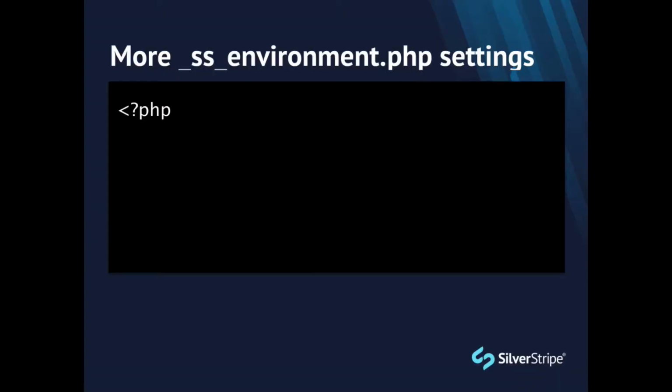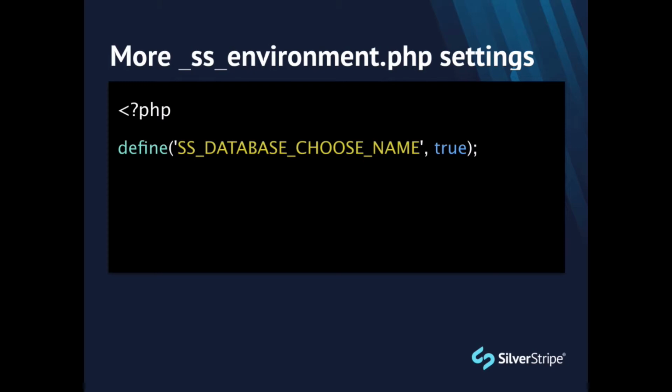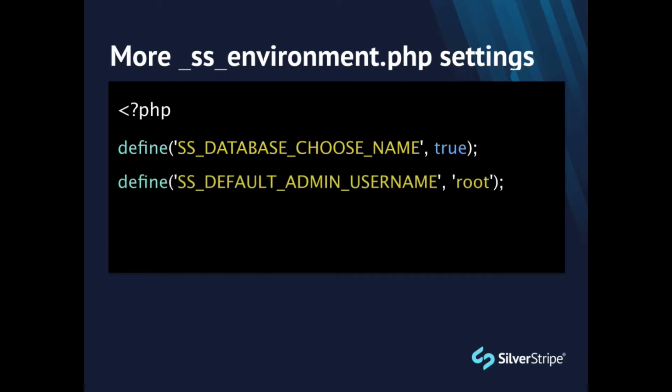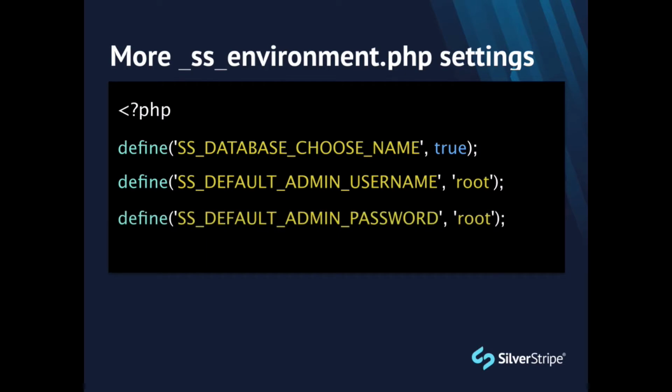So let's take this a step further with SS environment. There are some more things we might want to throw in there. One of my favorites is SS database choose name. By turning this on, it will tell SilverStripe to intelligently determine a database name so that you don't have to. It will look at the file system and see where the project is installed and choose a database name based on that. So that's really useful. Also, you can specify the default admin username and password. For local development, you're probably not too concerned about security, so having something easy to remember like root is just fine.